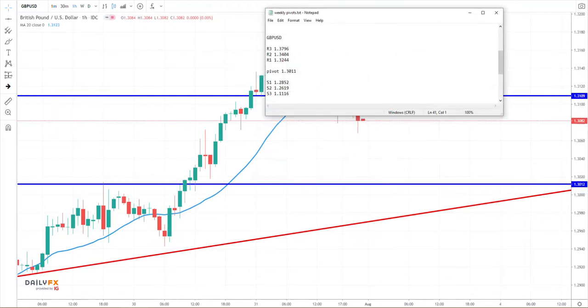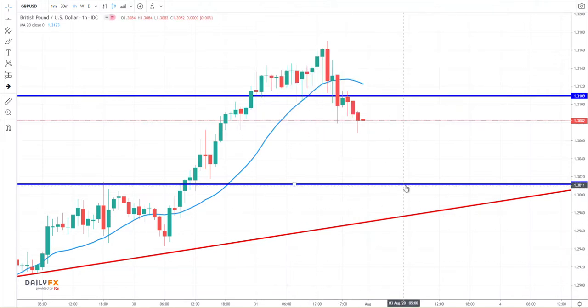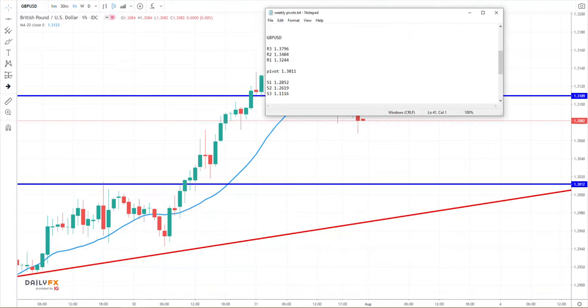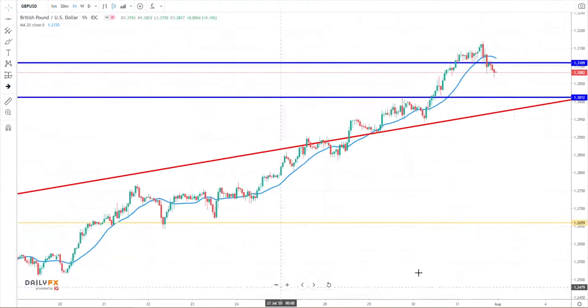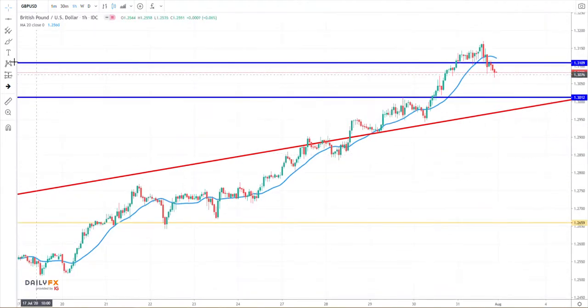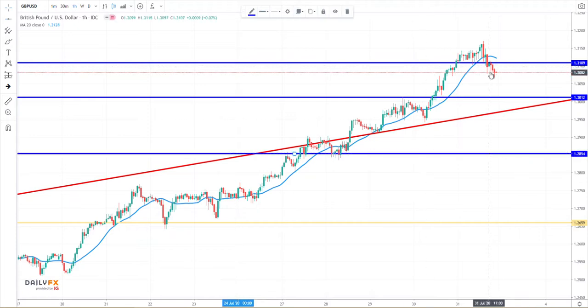So on that note, let's go ahead and bring up our weekly pivot points. Hey, the weekly pivot is 130.11. There you go, that's our weekly pivot, interestingly enough. So where's our first support? 128.52. Okay, so that's all the way down here. So now this is below our line, as we can see here, right?